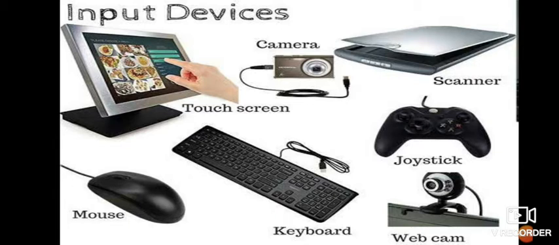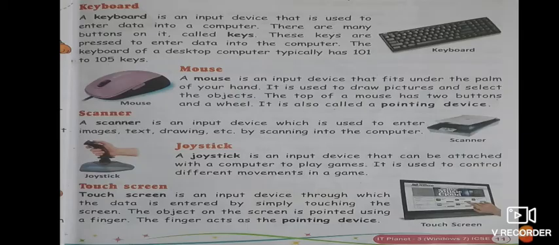And the last one is touch screen. I guess everybody knows what is touch screen. On touch screen, instead of mouse, you use your finger, which acts as a pointing device. So it is an input device through which the data is entered by simply touching the screen. And here your finger acts as a pointing device. So these are the input devices with the help of which we can enter our input into the computer.